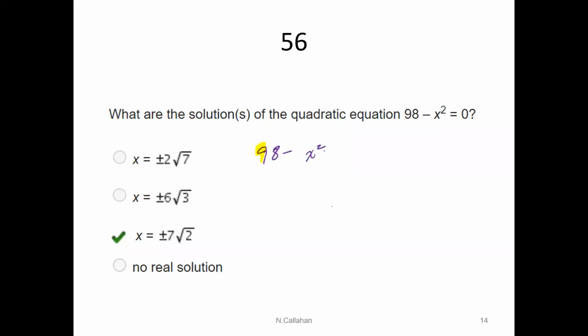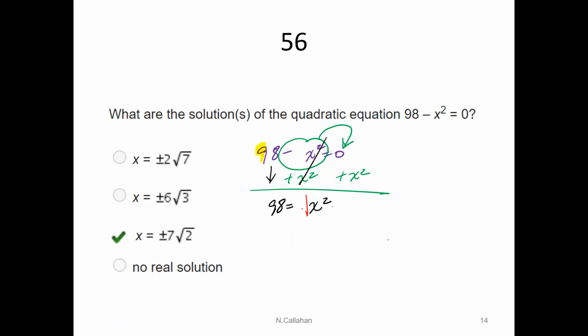98 minus x squared equals 0. If your goal is to solve for x squared or x, you want to move this over to the right side because you want to get it away from the 98. So what's the opposite of a negative x squared? The opposite of a negative is a positive. Yeah, you got it. So 98 equals 0 plus x squared, which is just x squared.